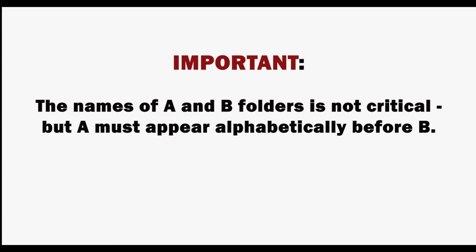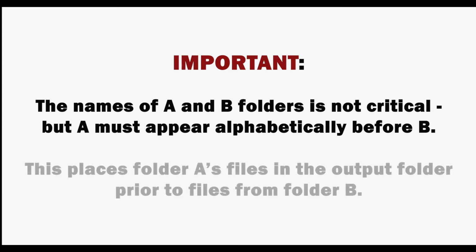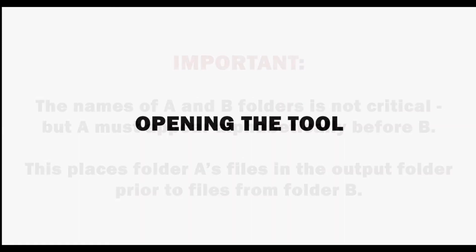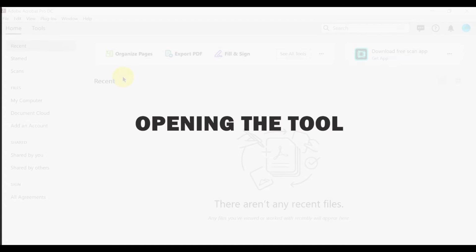The actual names of the A and B folders in this example are not critical, but folder A must appear alphabetically before folder B. This makes it so folder A's files are placed in the output folder prior to the files from folder B. Let's take a look at how to open the required tool.